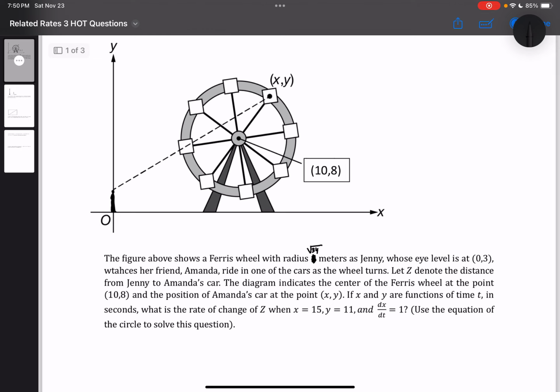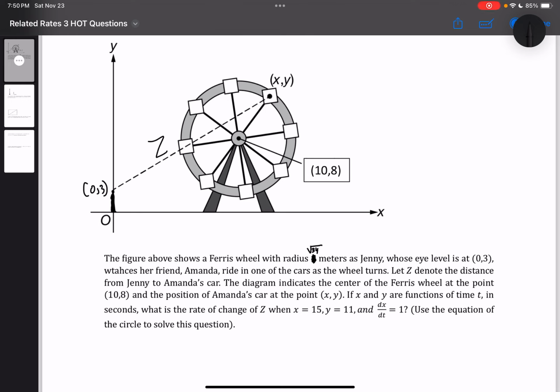Now for the first question there was a printing mistake over here. The radius is basically square root of 34. So we're going to use that in our solution. In this problem, they told us that there is a Ferris wheel with a radius of square root of 34 meters as Jenny, whose eye level is at 0.3, watches her friend Amanda ride in one of the cars as the wheel turns. Let Z denote the distance from Jenny to Amanda's car.